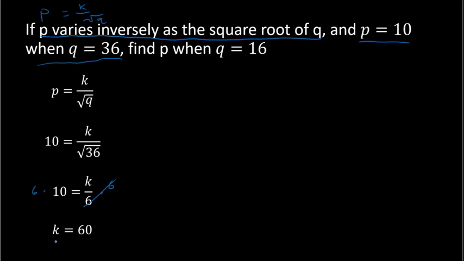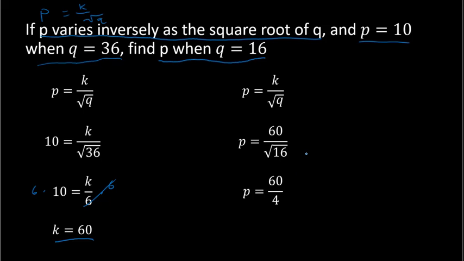Now I'm not finished yet because my goal is to use that to find p when q is 16. So I need to use the equation one more time. P equals k divided by the square root of q. I plug a 60 in for k, and then a 16 in for q to solve for p. So p equals 60 divided by the square root of 16. The square root of 16 is 4, so 60 divided by 4 gives me 15. So my solution is 15.